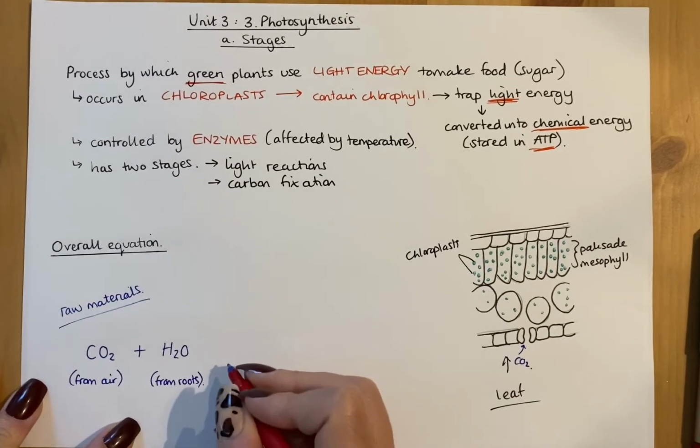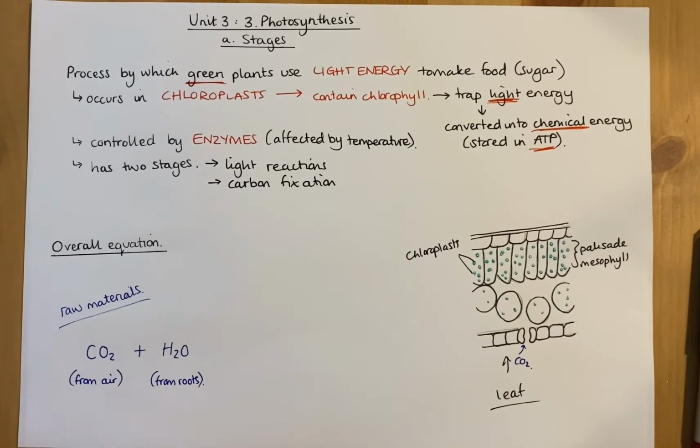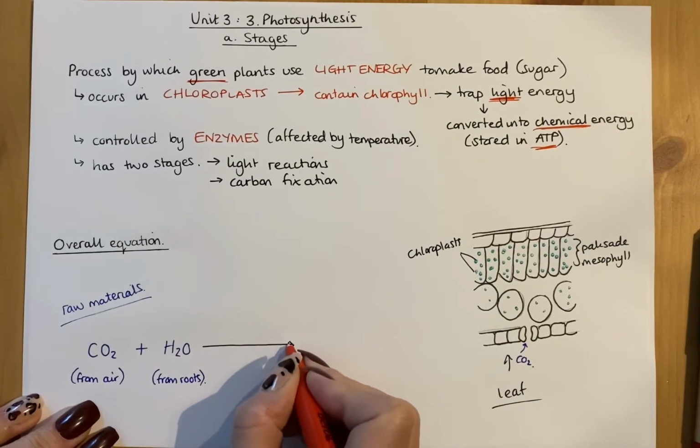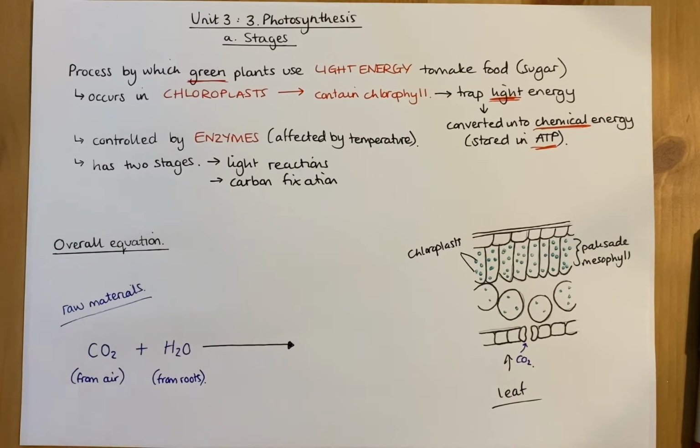Then we have the arrow, not an equal sign, because it's an equation. And then we have our products, which are made at the end.